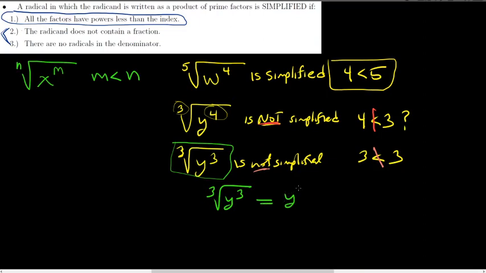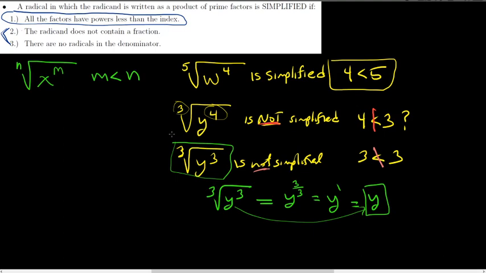And in fact, here's another reason why it's equal to y. Remember, this is m over n. This is 3 over 3. Well, what's 3 divided by 3? 1. When the exponent is 1, it's just y. y to the 1 is y. See that? So to simplify this, you just write it as y.